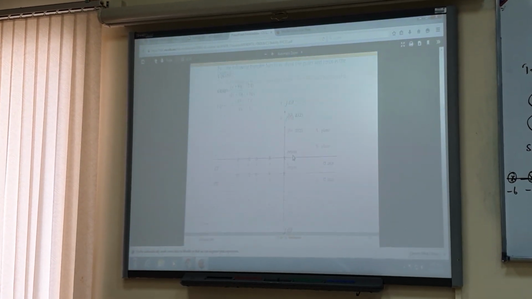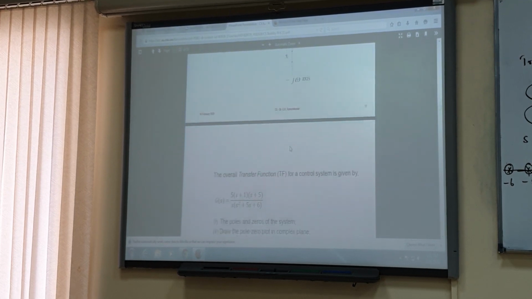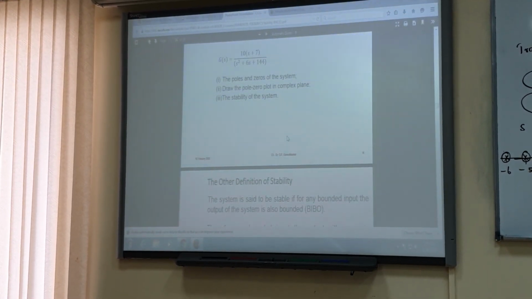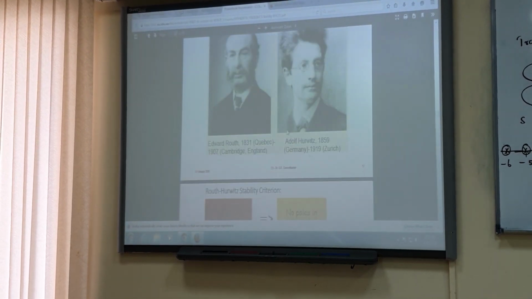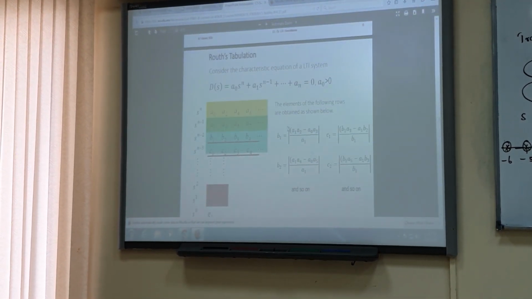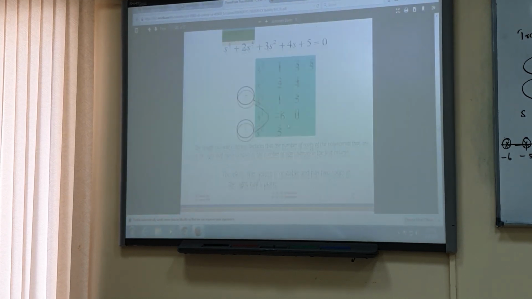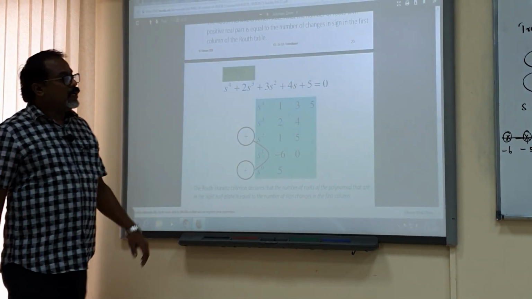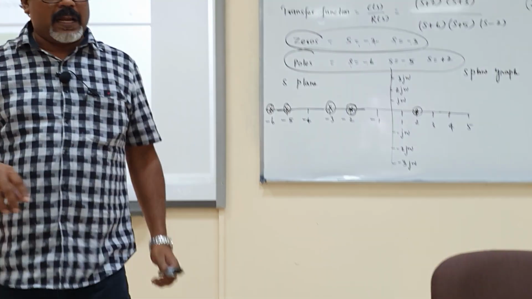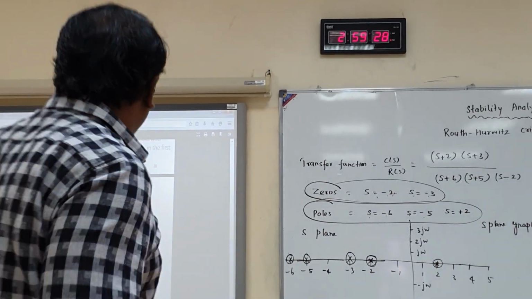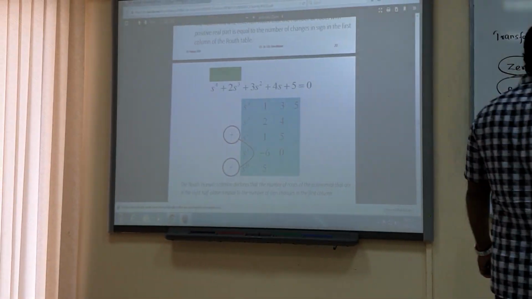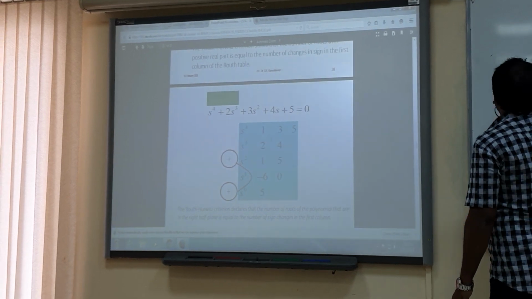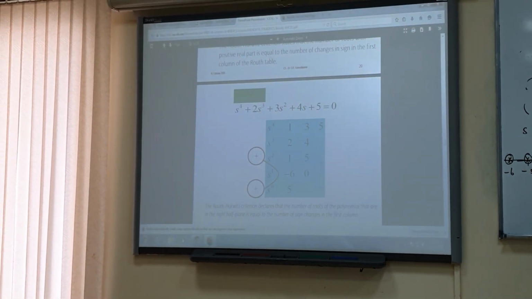Okay, fine. So we are going to take one example to understand the Routh Hurwitz algorithm. I am going to explain the Routh Hurwitz algorithm. I am going to take the characteristic equation: s power 4 plus 2s cube plus 3s square plus 4s plus 5 equal to 0. So this is the given question.